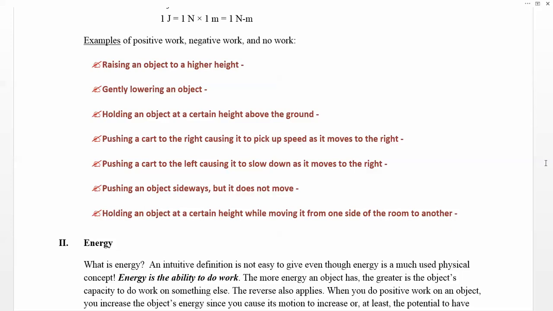Holding an object at a certain height while moving it from one side of the room to another. Again, that's no work because here the force and the displacement are perpendicular to each other. You are pushing upward while the displacement or motion is horizontal to the floor, so there is no net motion in the direction of the force.